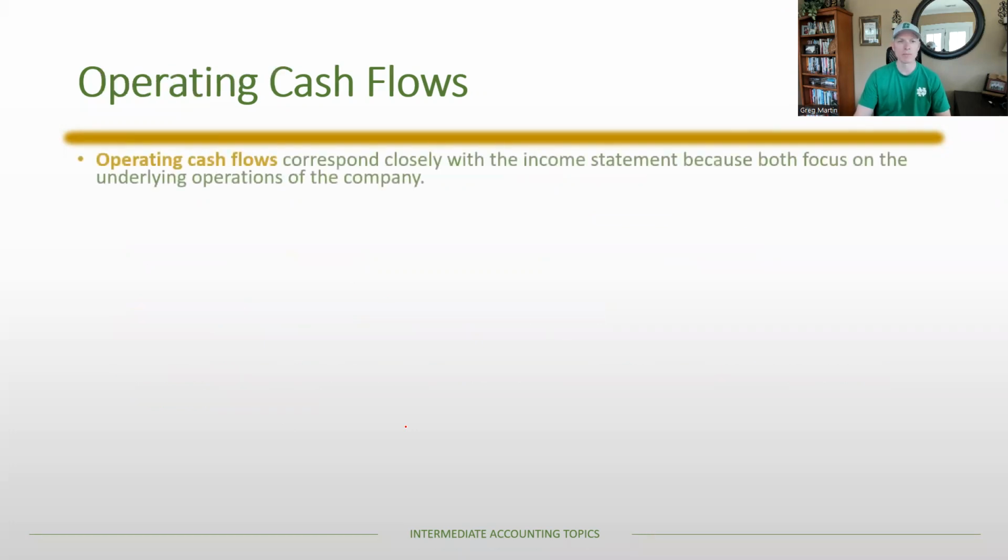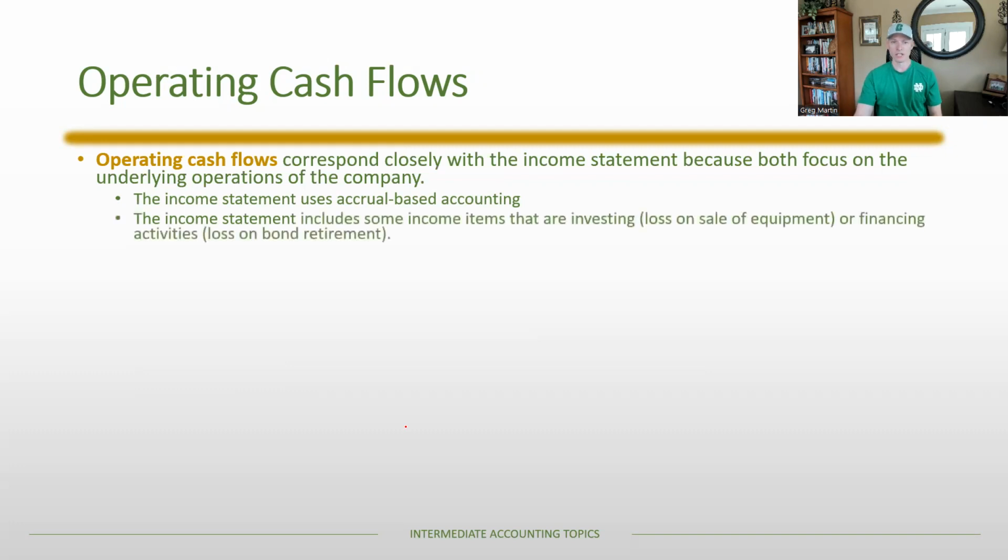All right, so let's talk a little more about operating cash flows. They're really tied very closely to the income statement, because both of them really do focus on the underlying operations of the company. There are some exceptions, but they really are tied together. But we also know that the income statement uses accrual-based accounting, whereas obviously here we're after the underlying cash flow. In addition, the income statement does include some types of investing activities, like if you sell a piece of equipment, or even some financing activities if you were to have something like a loss on a bond retirement. So it's not exactly corresponding, but the majority of the activity is a nice map between the two.